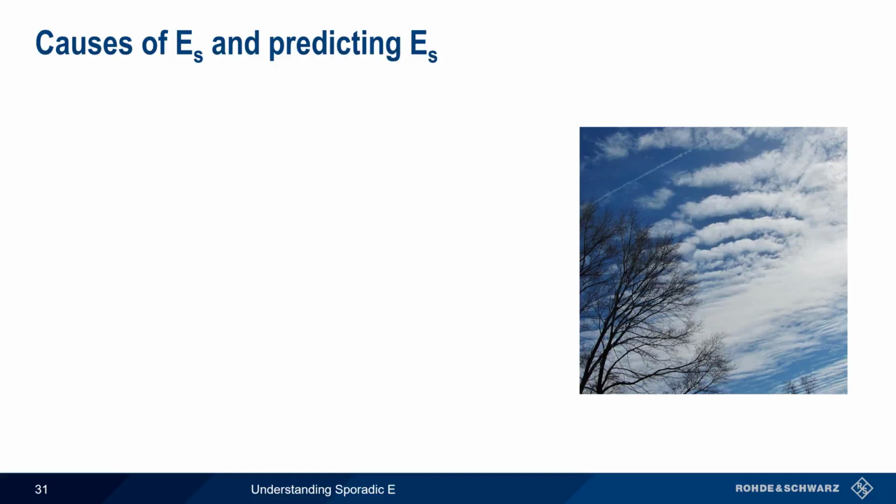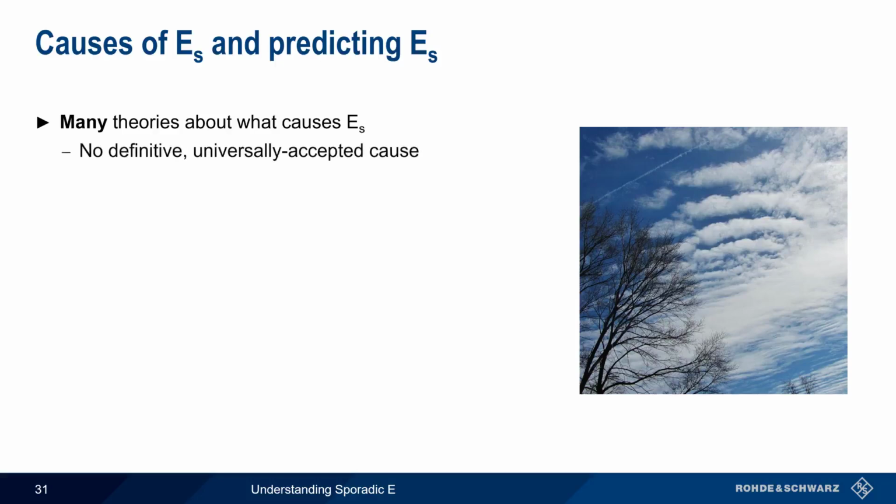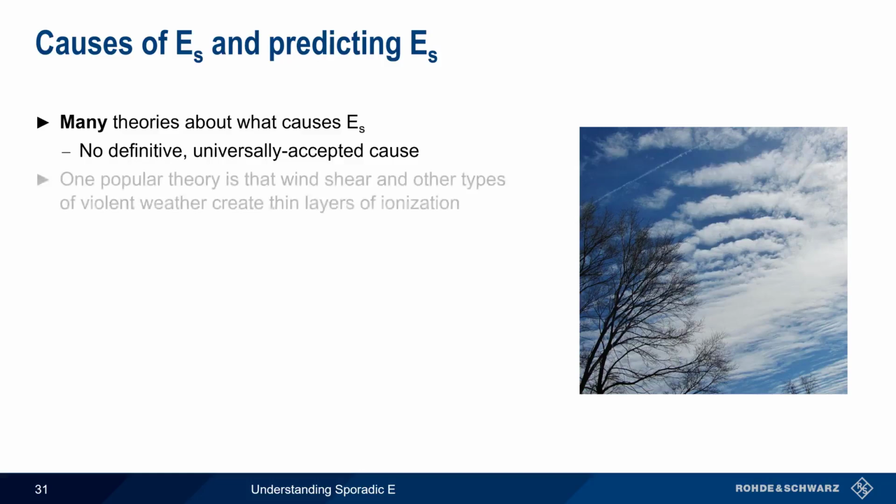We've discussed sporadic E in some detail, but have yet to talk about what causes sporadic E. There are, in fact, many different theories about the origins of sporadic E, and as yet there is still no definitive, universally accepted cause. One of the more popular theories is that wind shear or other types of violent weather create thin layers of E-layer ionization.